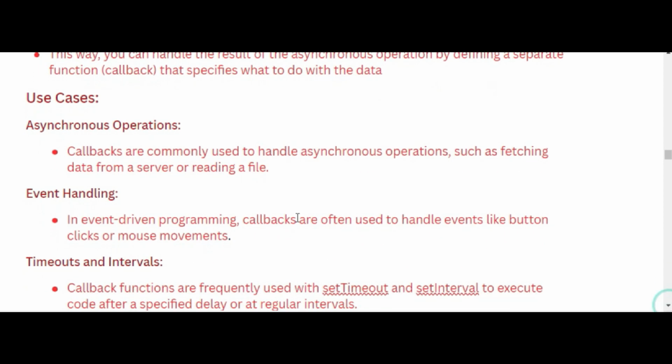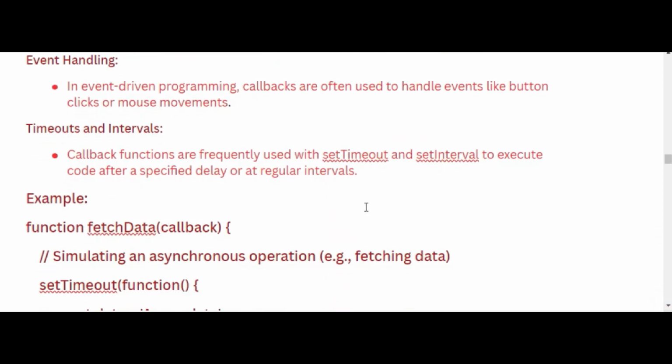Use cases. Asynchronous operations: callbacks are commonly used to handle asynchronous operations such as fetching data from a server or reading a file. Event handling: in event-driven programming, callbacks are often used to handle events like button clicks or mouse movement. Timeout and interval: callback functions are frequently used with setTimeout and setInterval to execute code after a specified delay or at a regular interval.